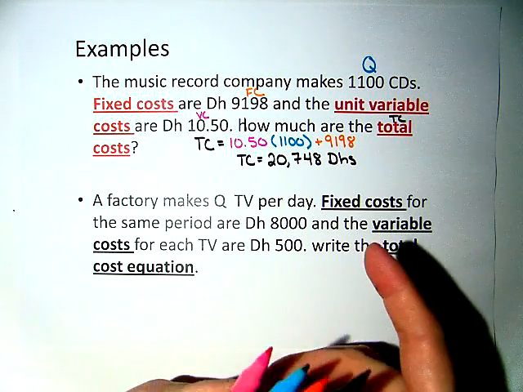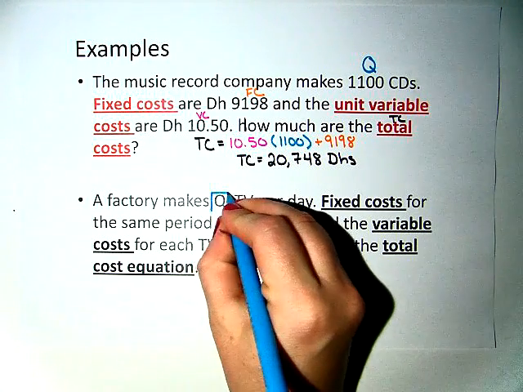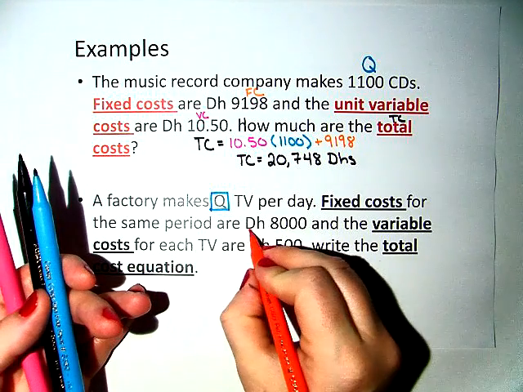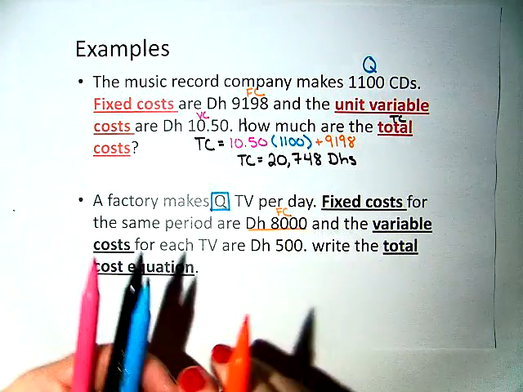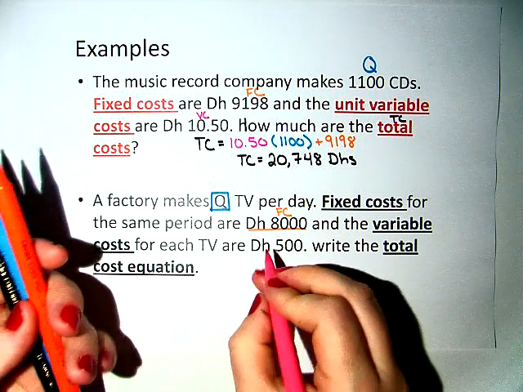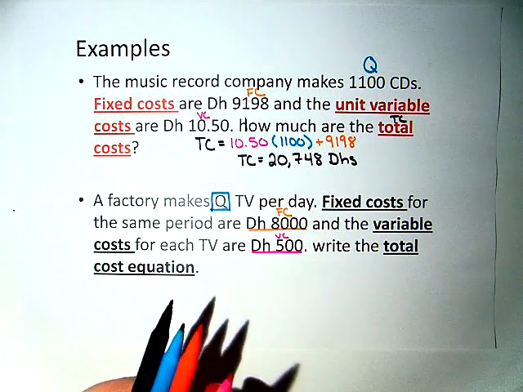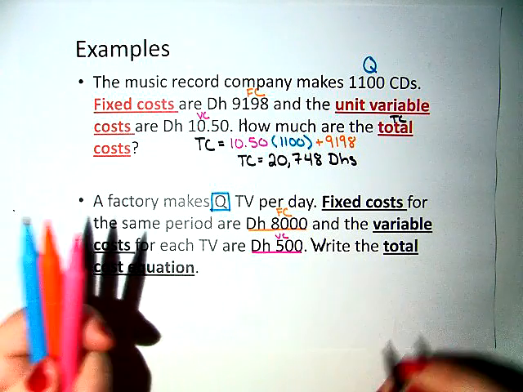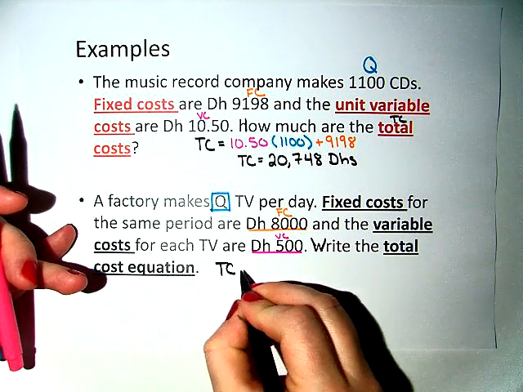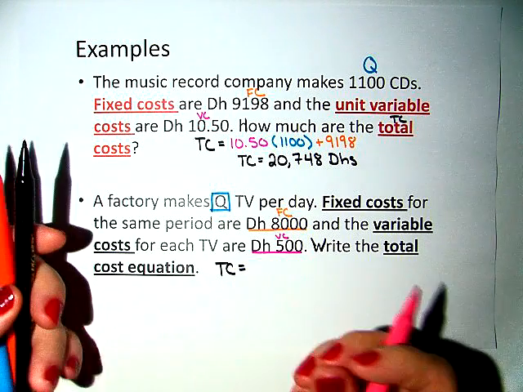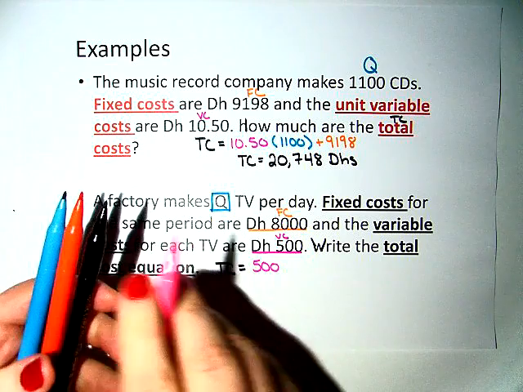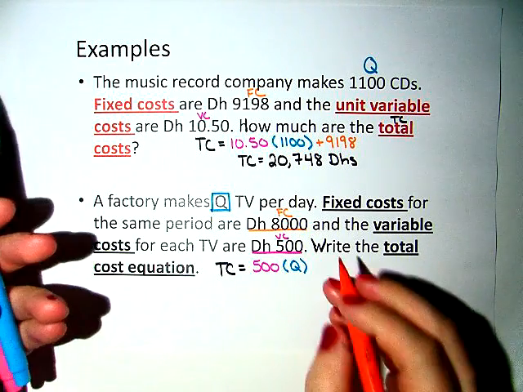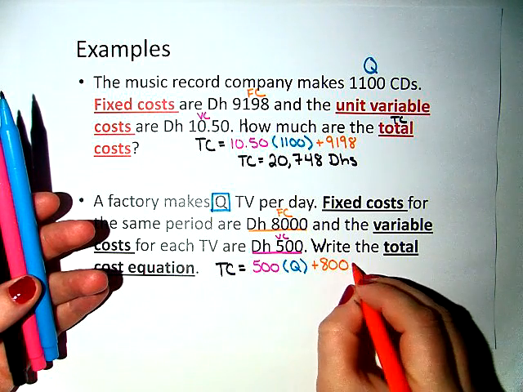A factory makes Q TVs per day. So this is my quantity. Fixed costs for the same period are 8,000. So that's my fixed costs. And the variable costs for each TV are 500. Variable costs. Write down the total cost equation. Total cost is the variable costs of 500 multiplied by the quantity, and you add the fixed costs.